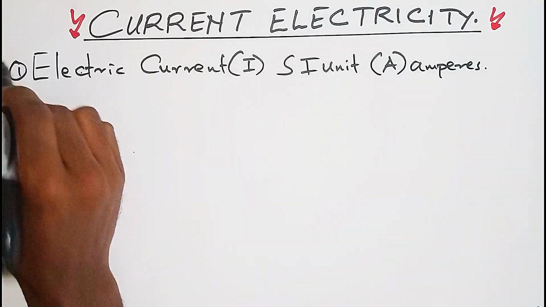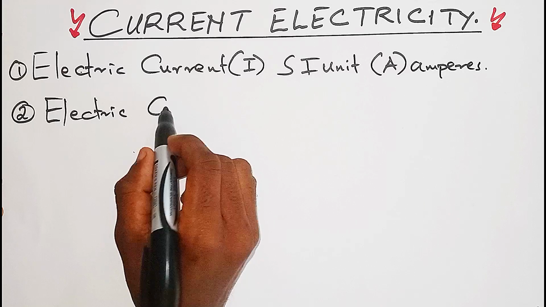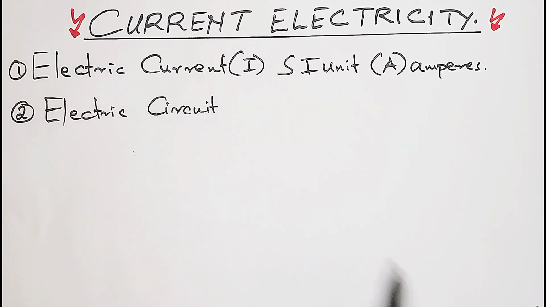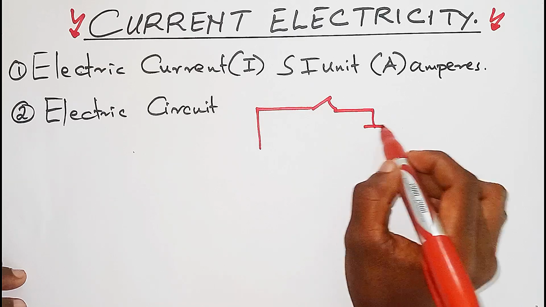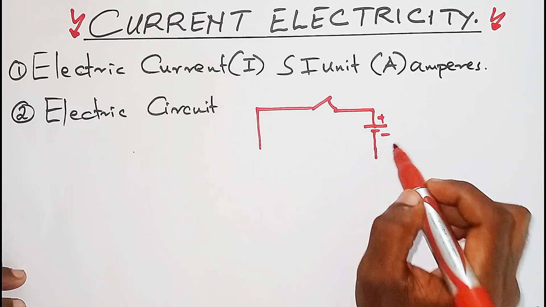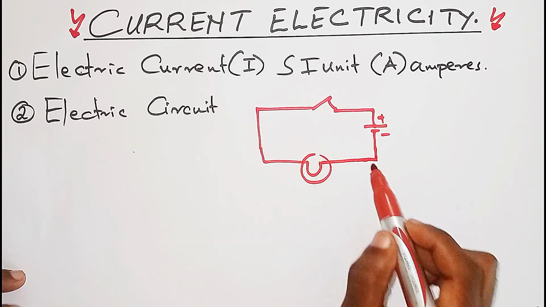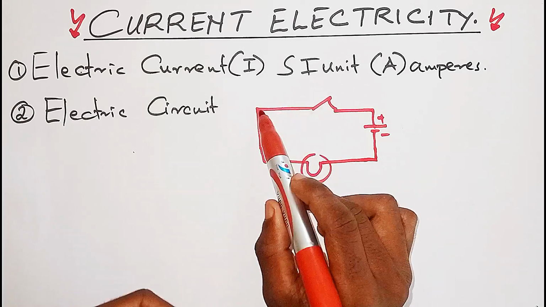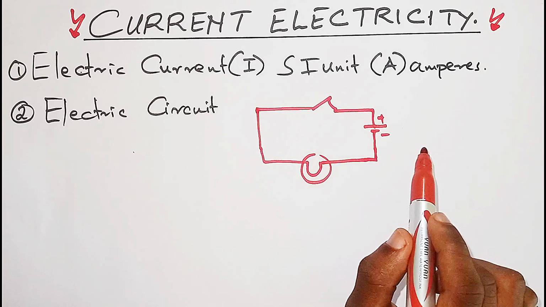Also, the second terminology is electric circuit. By definition, electric circuit is the closed path around which electric charge moves. Example, considering this as the electric circuit, over here we have a closed switch, and this is our cell with a positive terminal and negative. Then this is a source of light. So this loop, which is closed, is known as electric circuit, and the charge will be moving across all these components.